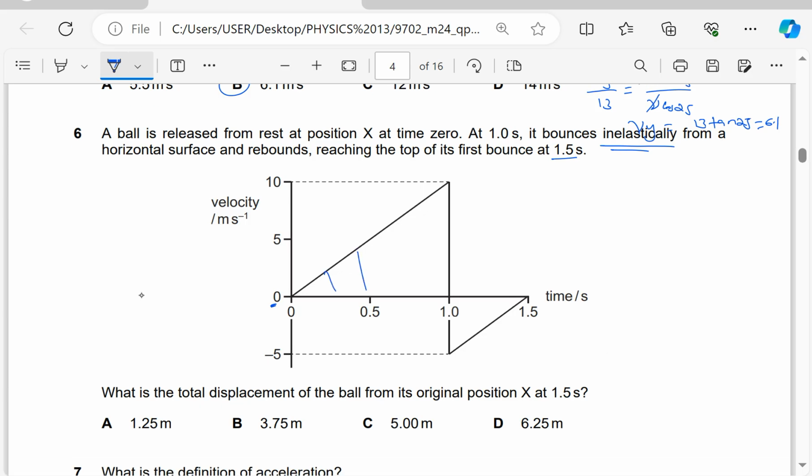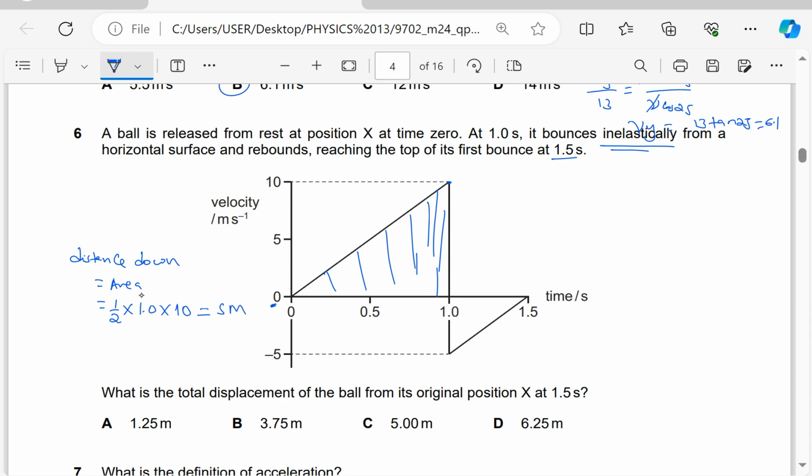This part here shows when it is just falling downwards before it bounces. At this point, it bounces. So let me say distance down. Distance when it is going down is equal to the area under the graph, and it is a triangle, so I'll say a half times the base, which is 1.0, times the height, which is 10, and this gives me 5 meters.